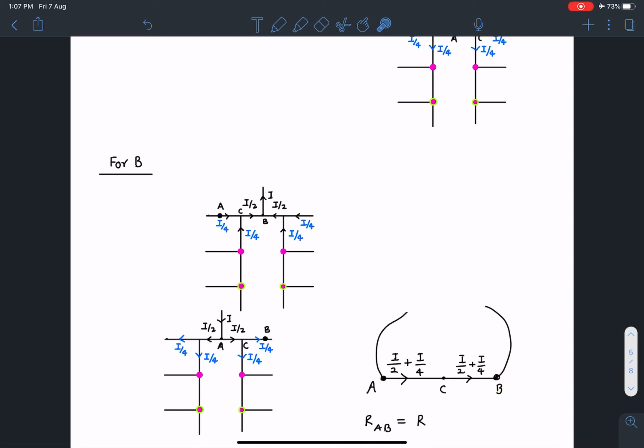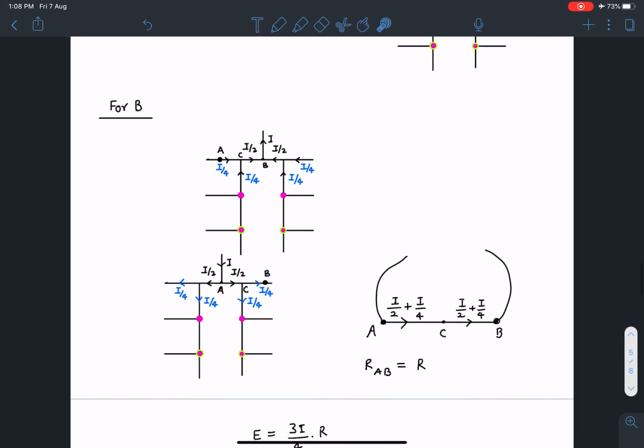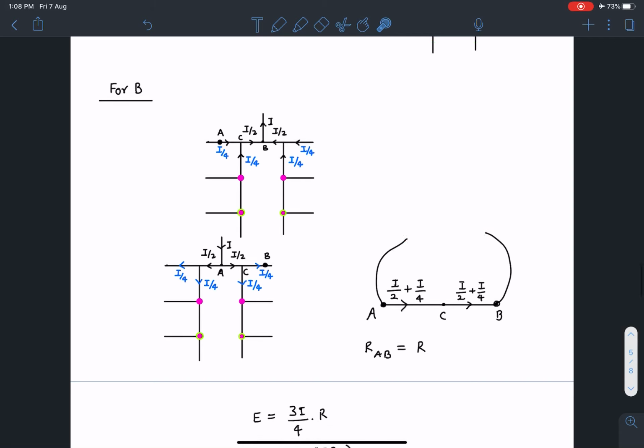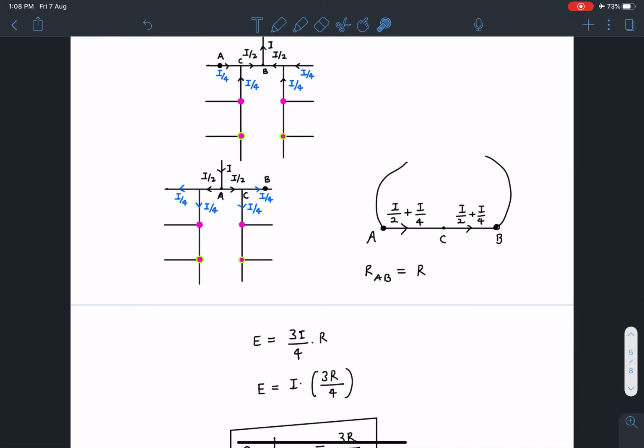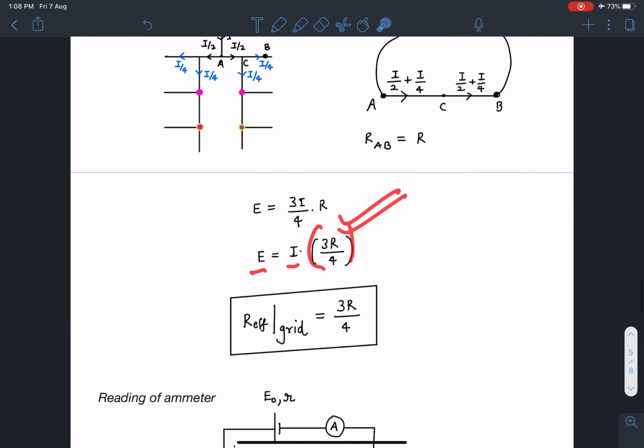R_AB is equal to R. So I can say here total current is 3I by 4. So if this battery of EMF E is connected, I can simply write E is equal to 3I by 4 times R, or E is equal to I times something. That something is going to be your R effective. So R effective of the grid will become 3R by 4. This is the answer for R effective part.